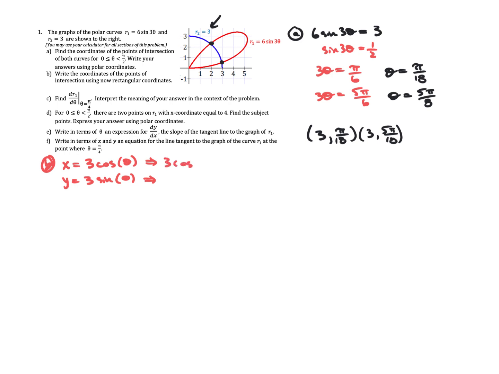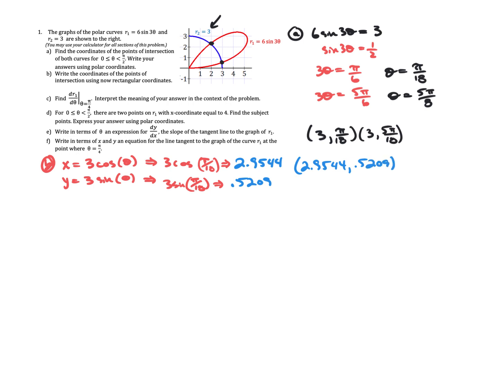Now we have 3 cosine of pi over 18 and 3 sine of pi over 18. So what's my x value? 2.9544. And then my y value is 0.5209. All right, and so that ordered pair is 2.9544, comma 0.5209. All right, I don't need to write this next part.